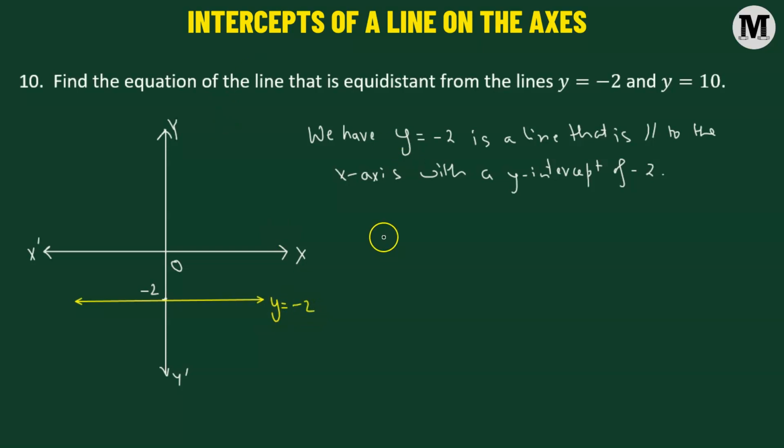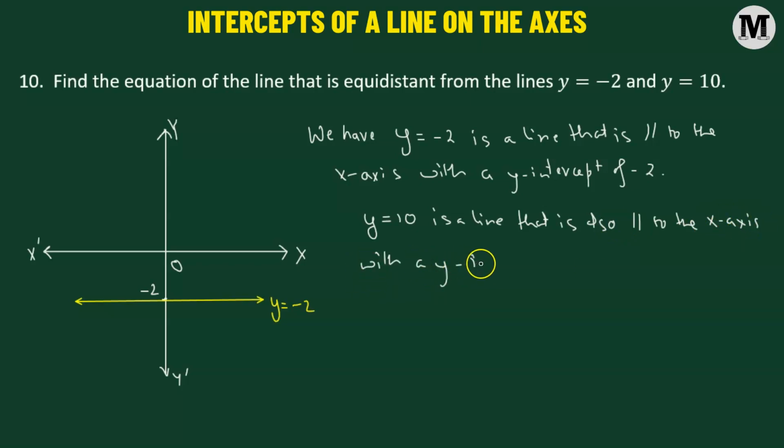Next, if we consider the other line y equals 10, this is a line which is also parallel to the x-axis with a y-intercept of +10. Let's sketch that particular line. So here we have the line whose equation is y equals 10. That is parallel to the x-axis and it has a y-intercept of +10, meaning it intersects the y-axis at y equals 10.